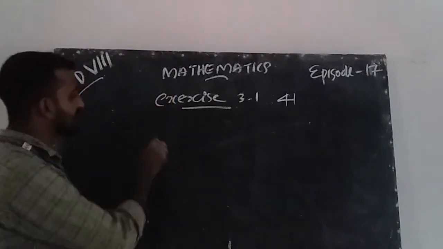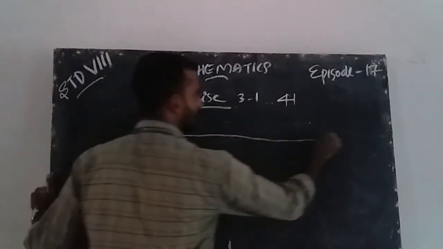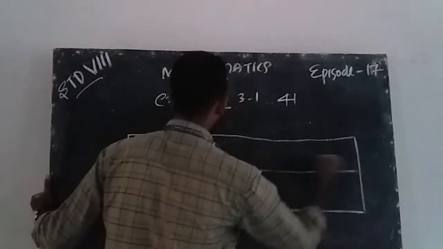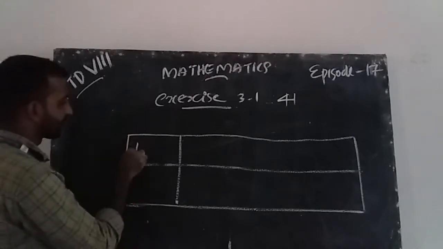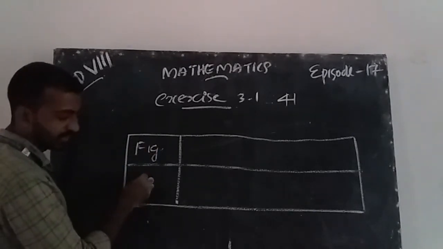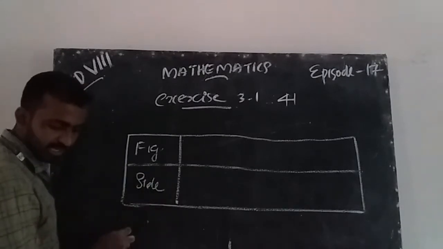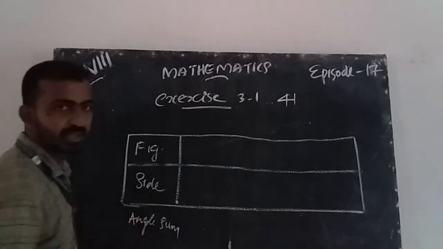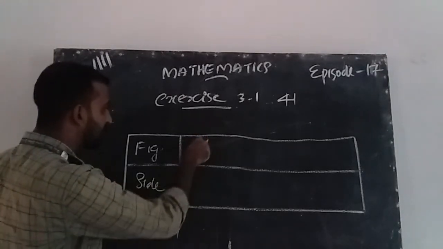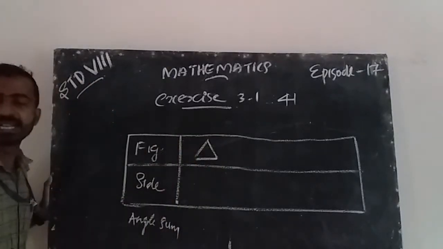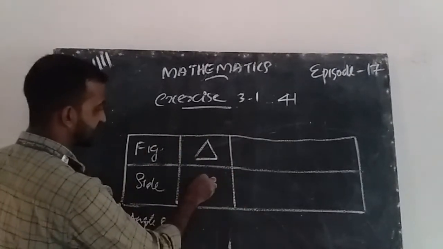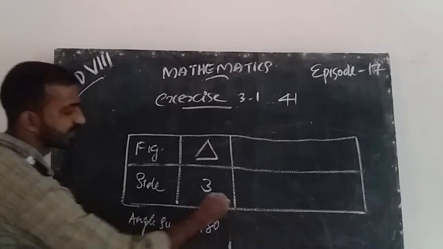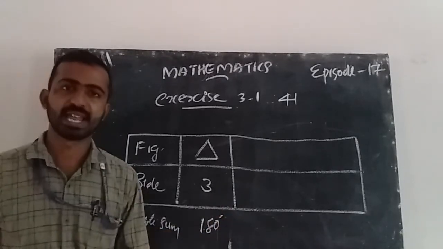And the fourth one is a table in your textbook. This is a table, and here is name and figure, and sides, and sum. That is, we can draw a figure. This is a triangle, is it? Yes. That is, sides is 3. That is 180 degree, is it? Yes.